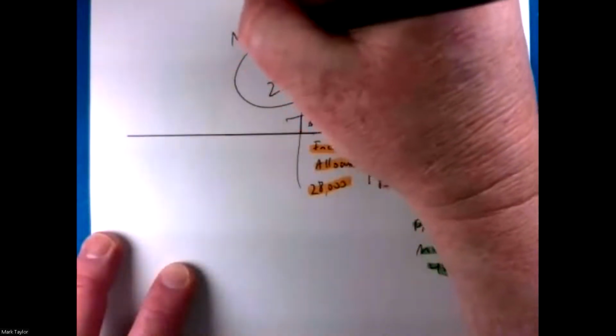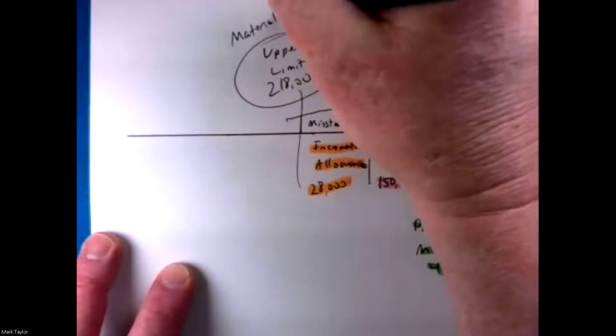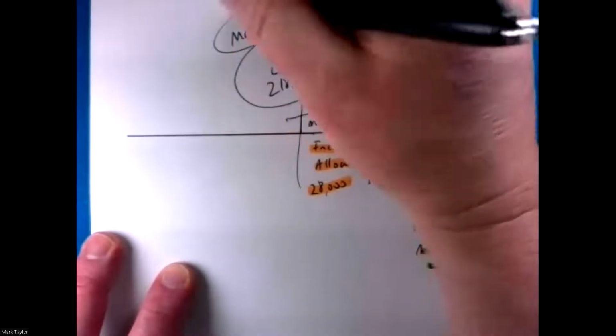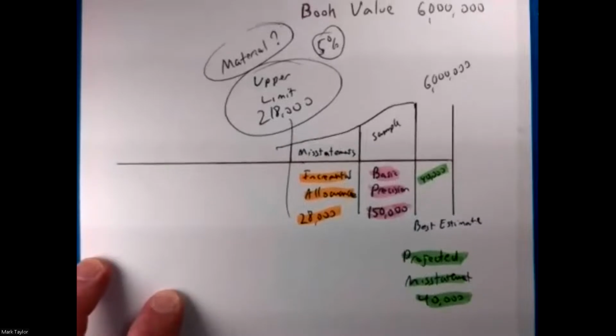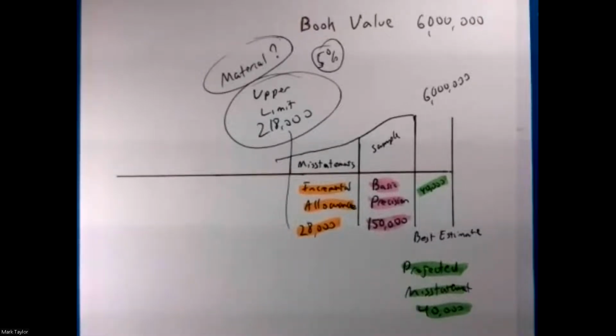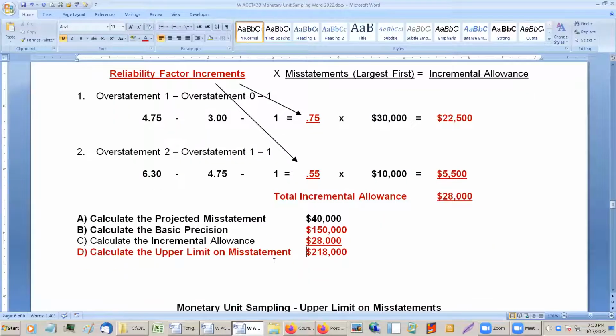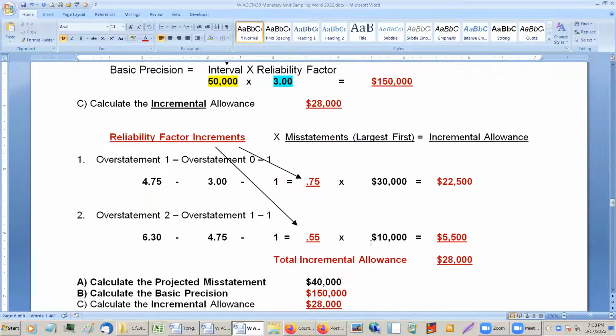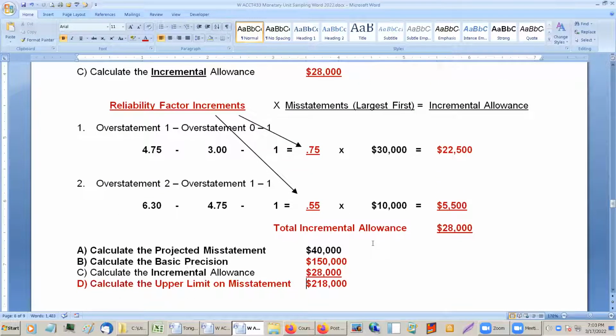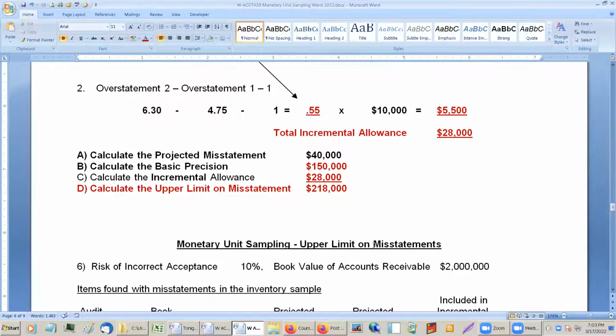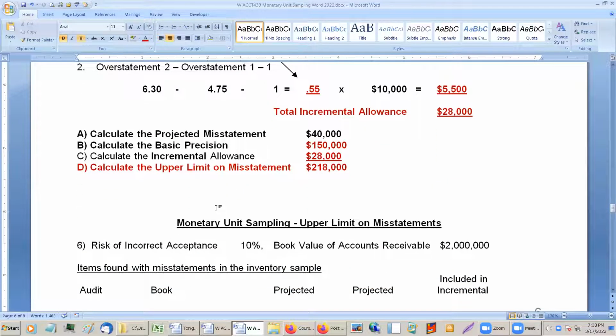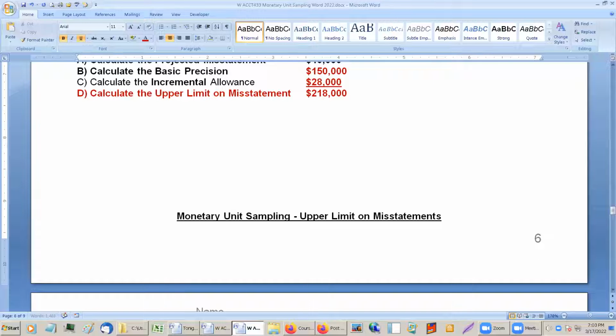Well, that's a judgment call. The $6 million account, it's up by 218,000. Whether that's material or not would be for someone else to figure out. But this would be the upper limit on the MUS statement. Wacky, huh?